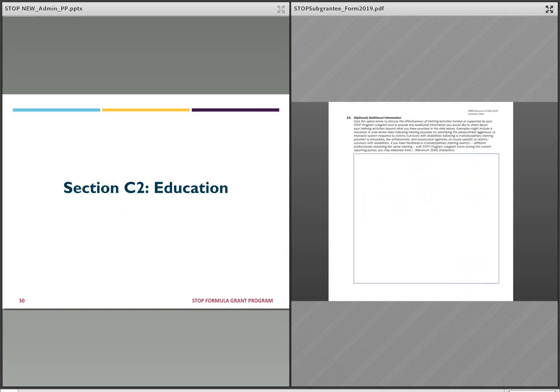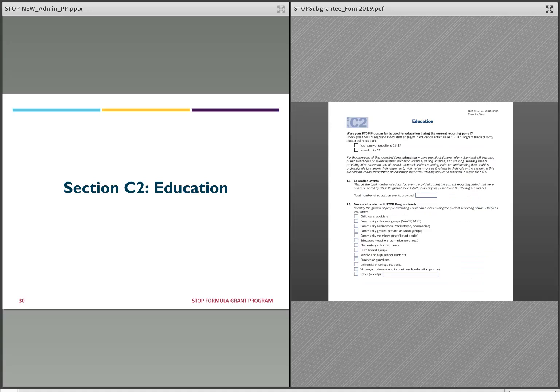This new section, Section C2, asks for the total number of education events that were supported by STOP program funded staff or directly supported with STOP program funds, and then to check off which groups were educated with STOP program funding in question 16.